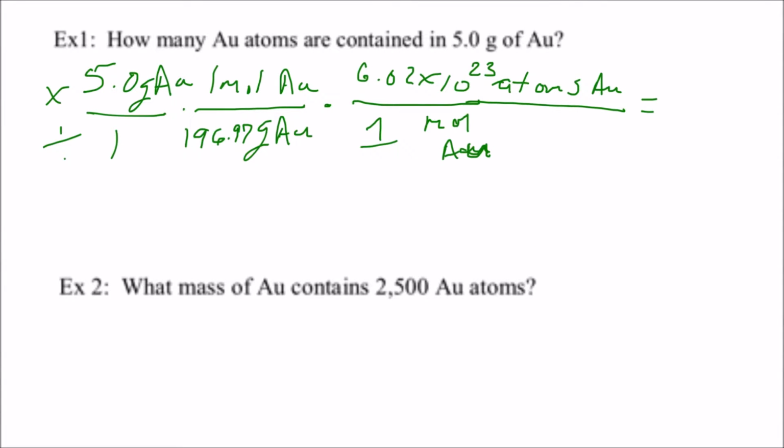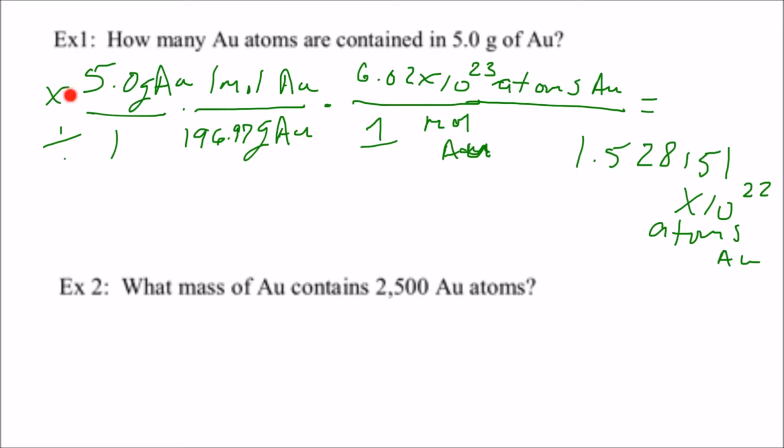Alright, I get 1.528151 times 10 to the 22nd atoms of gold. Okay, now we need to make sure we pay attention to significant digits. You always get your sig figs from your given. So since there's a decimal in this number, we start on the left hand side, find the first non-zero digit, which is 5. We count that and everything after it. So there are 2 sig figs here.